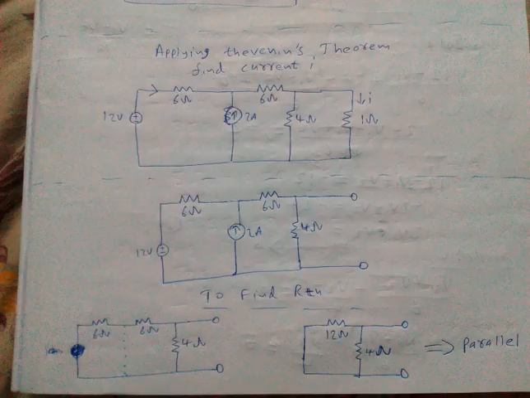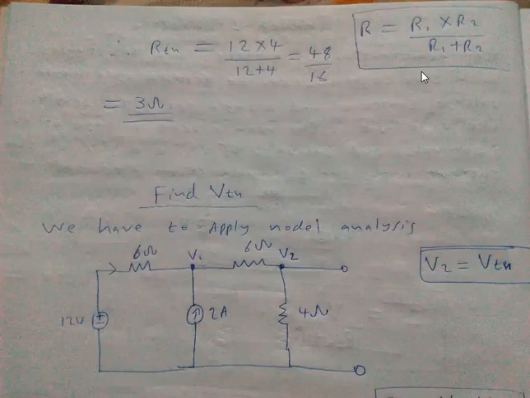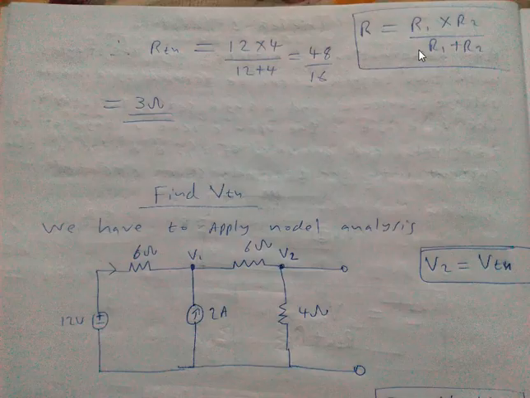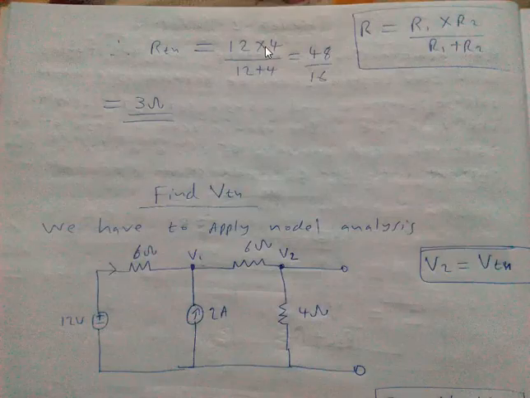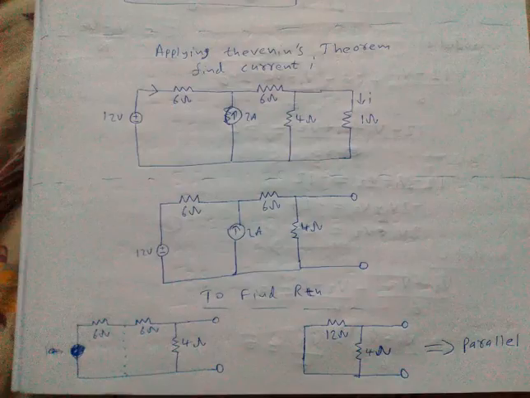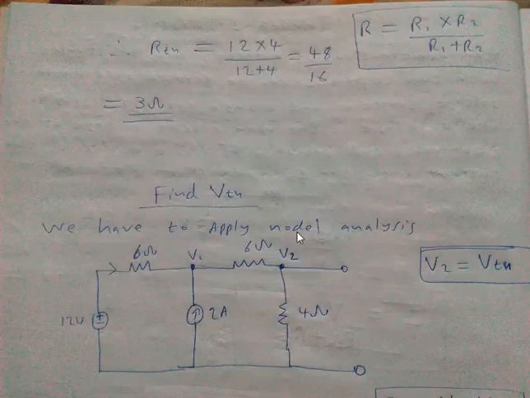So we had to apply the formula for resistors when they are in parallel. This is the formula: R1 into R2 divided by R1 plus R2. We have to apply this formula here because the 12 ohm and 4 ohm are in parallel. So 12 into 4 divided by 12 plus 4 is 48 divided by 16. So we will get a value of 3 ohm. So now we have found RTH, that is 3 ohm.